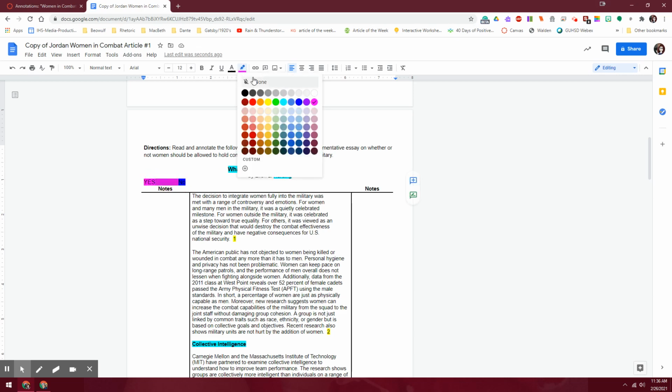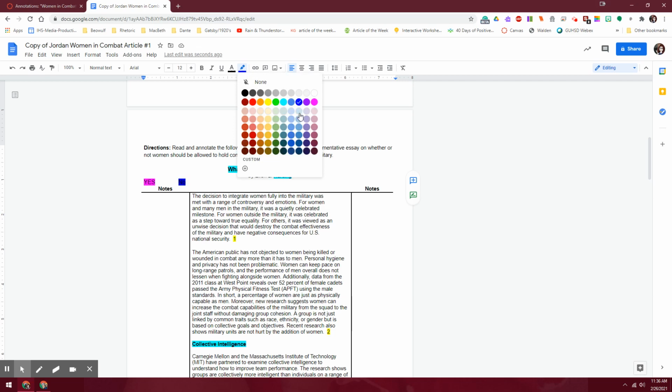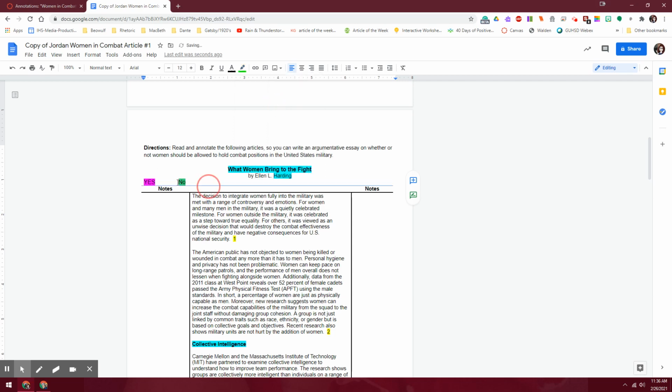Let me get rid of that weird highlighting. Oh, let's not use that blue. That's not a good color. Let's use green. Okay, so this purple color is yes for combat, and this green color is no for combat. And so what we're going to do is go through and highlight any kind of evidence or claim that's yes or no.